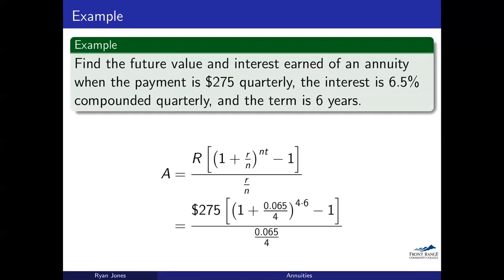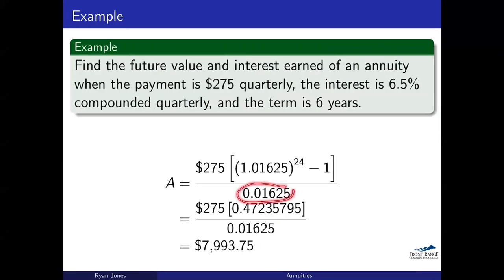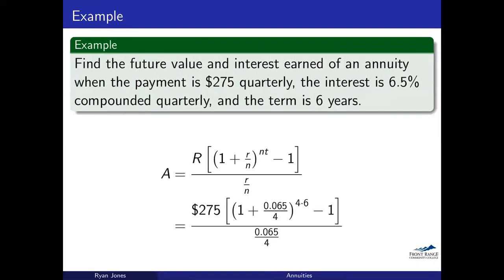So then carrying on, also, don't forget we have this R over N. So I'm actually just going to do this division and just leave it on the denominator. So when I do my 0.065 divided by 4, I get my 0.01625. And this will be good. I can actually copy this over. Let's go ahead and do that.